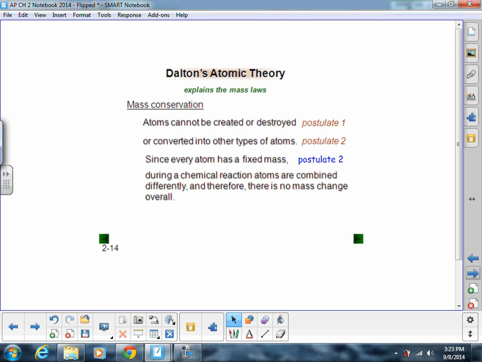Dalton's atomic theory explains mass laws. So conservation of mass, atoms cannot be created or destroyed. They cannot be converted into other types of atoms. So atoms are atoms. You can't turn hydrogen atoms into oxygen atoms. Since every atom has a fixed mass, during a chemical reaction, atoms are combined differently, and therefore there is no mass change overall. So like we talked about last year, matter present before the reaction has to be present afterwards. The mass before and after is the same.